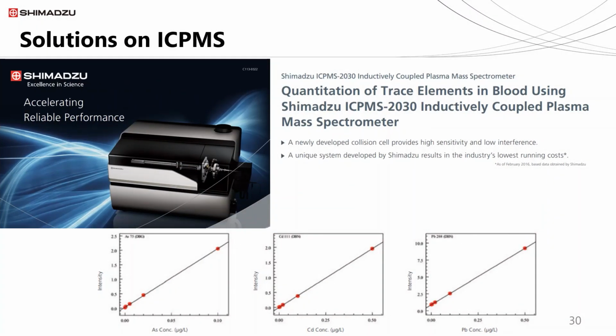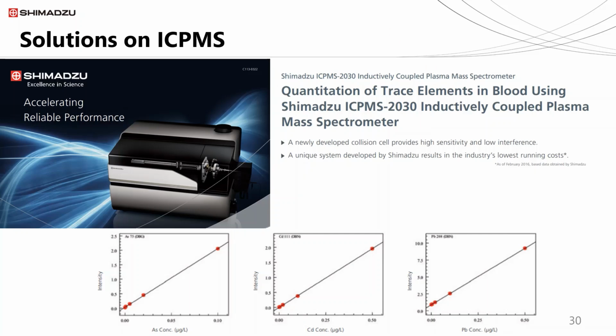We are aware that few metals are also toxic and need to be monitored and quantified. Shimadzu has a method for quantification for trace metals in blood by ICPMS 2030. This can detect and quantify the trace metal in sub-ppb level. ICPMS 2030 has unique capability to work with a lower consumption of argon. Due to less consumption of argon, ICPMS 2030 has the lowest running cost.